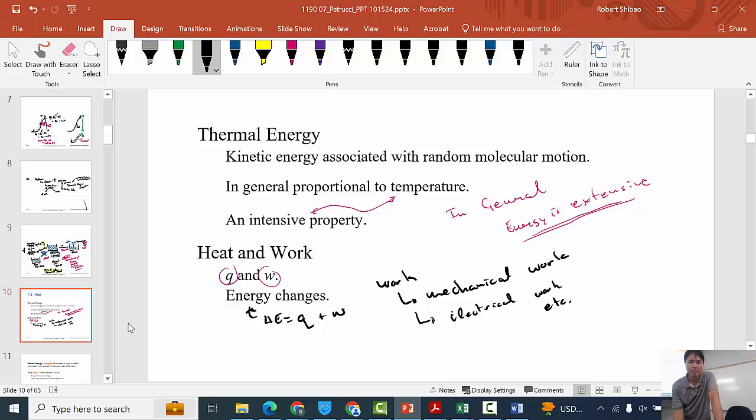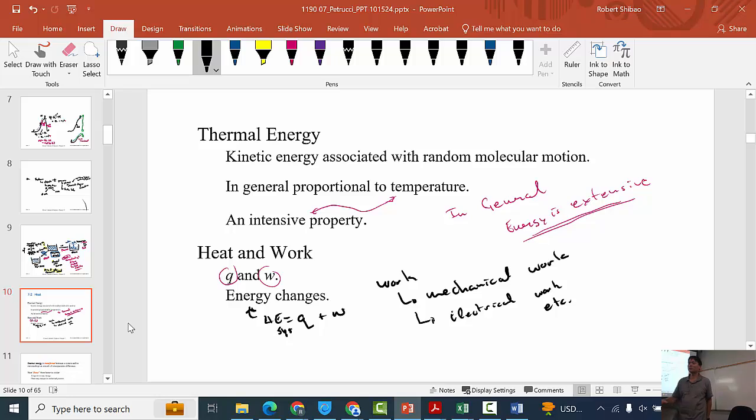Wait, so when is energy an intensive property? It's an intensive property with temperature. With temperature, it doesn't matter how big this room is or how small this room is. If it's at one temperature, let's say room temperature, 25, it's colder than 25 today. But if it's at 25, then the average kinetic energy is an intensive property. That is the average kinetic energy.